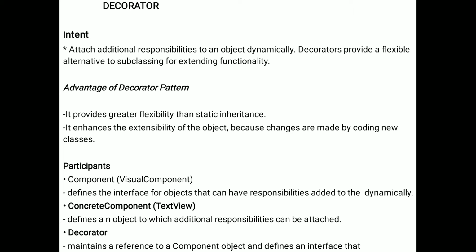The decorator pattern says to attach flexible additional responsibilities to an object dynamically. Flexible means what here? Dynamically we can change the properties or the responsibilities of an object. In other words, the decorator pattern uses composition instead of inheritance to extend the functionality of an object at runtime. The decorator pattern is also known as the wrapper class.